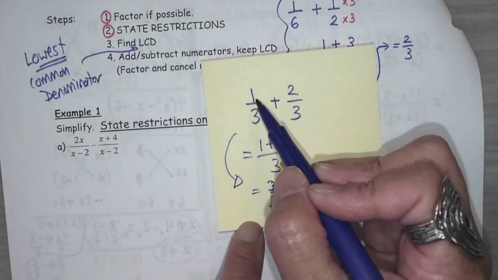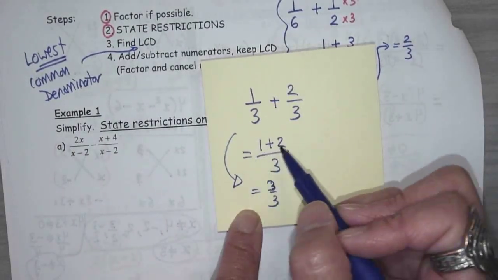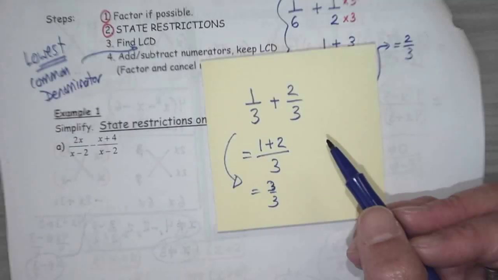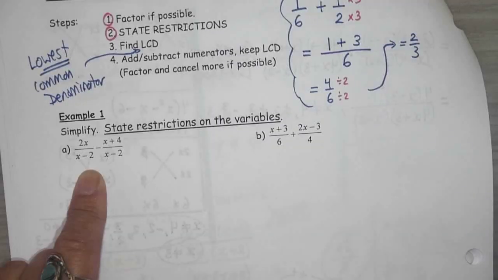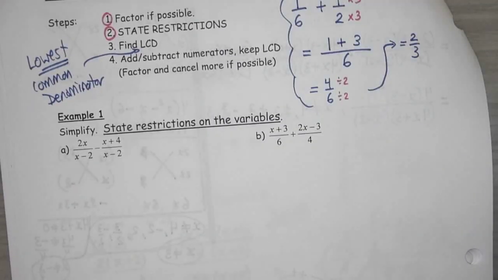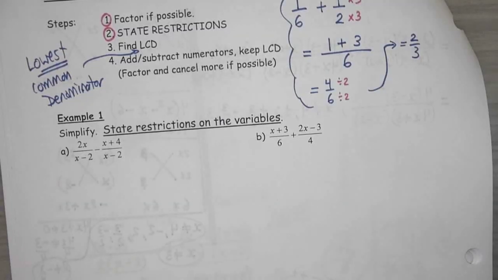So normally you would go 1 plus 2 and go to here, but with polynomials we want to show the adding, okay, because it's too much to do in your head. Okay, so here we have the same denominator. I don't need the lowest, it already is the lowest. Does that make sense? We're going to highlight. Is there any factoring I can do?